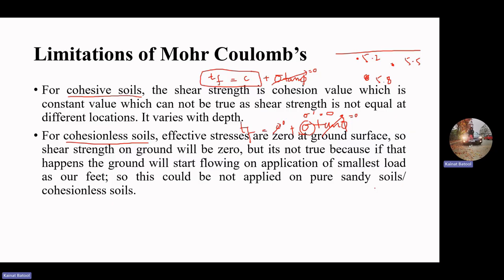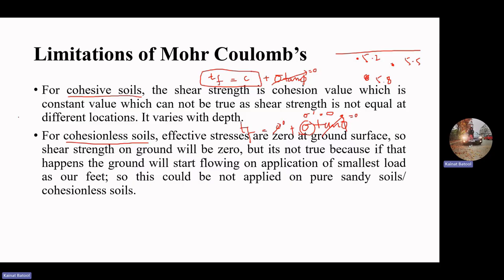Why? Because if this is zero, that means the shear strength of the soil at the surface is zero. That means if we place a foot on the soil, it will start to move because it will be behaving like water particles. Water doesn't have shear strength. Shear strength is zero, so that's why it's flowing. So what will happen if the shear strength of the soil on the ground is zero? Then if we put a foot, it will start moving, and that is not true.